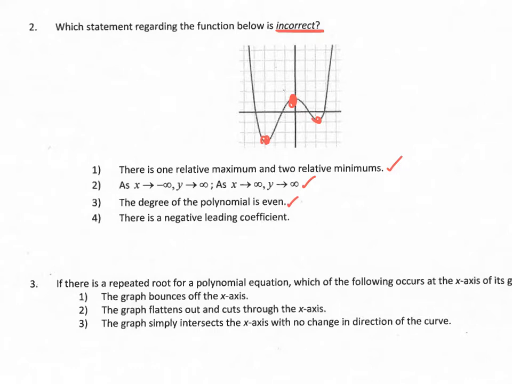If an even degree function has a negative leading coefficient, it would be opening down, and as you can see here, this graph is opening up. So choice 4 is the answer.